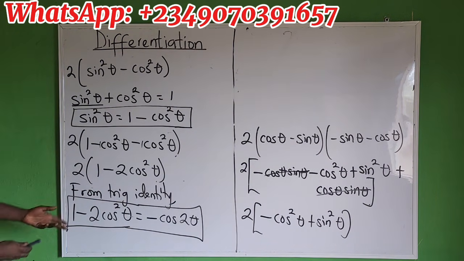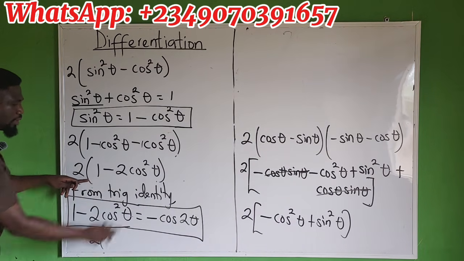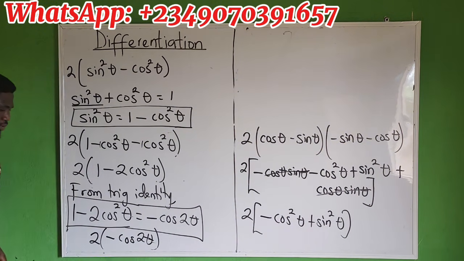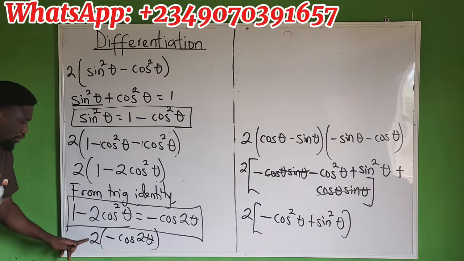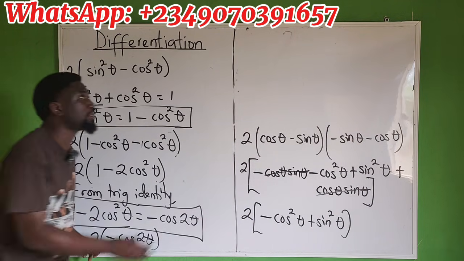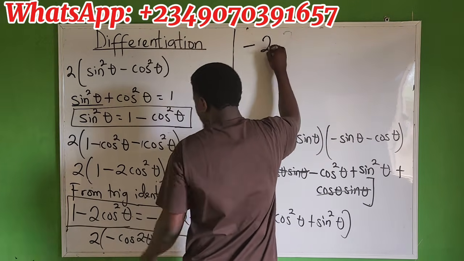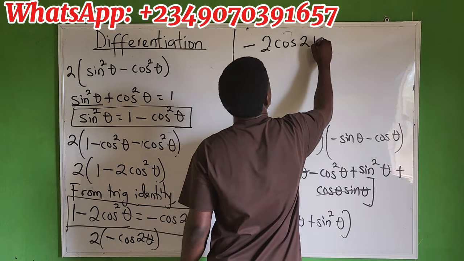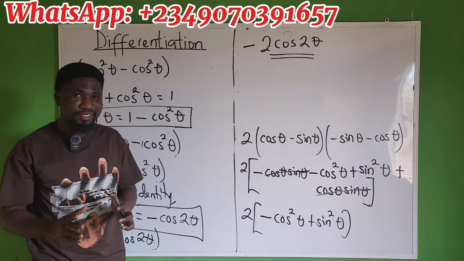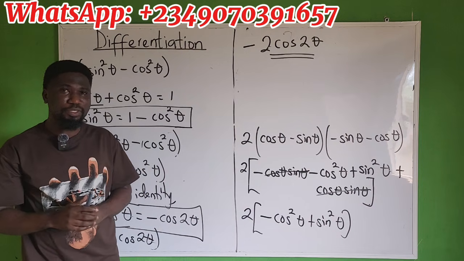Alright. So we now have that 2 into bracket 1 minus 2 cos squared theta, we said it means what? It means minus cos 2 theta. So 2 multiplied by this, that is plus 2 multiplied by negative cos 2 theta. The first thing is plus times minus is what? That is minus, right? So that will give us minus 2 cos 2 theta. So this is the answer. Do you understand?